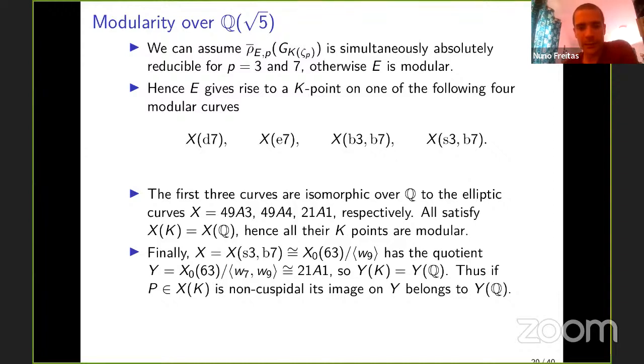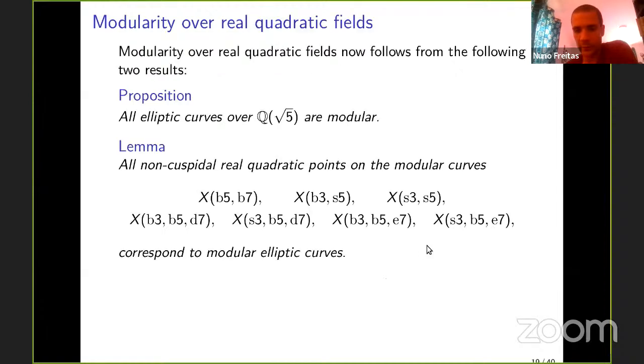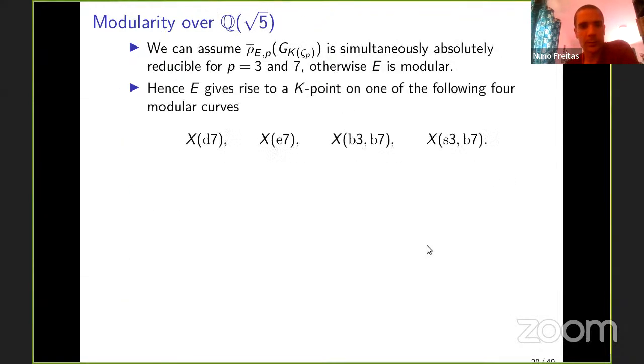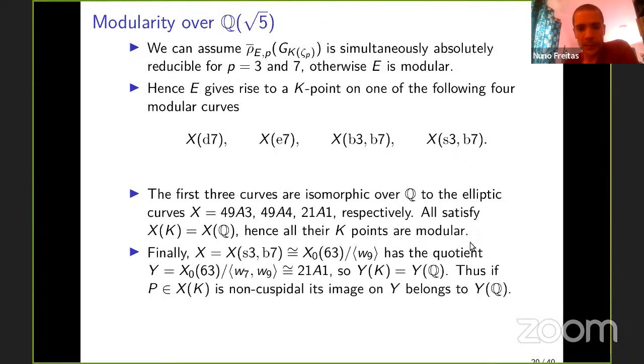Finally, the last curve can be described as the quotient of X_0(63) by an Atkin-Lehner involution. By taking the quotient by the involution at 7, we obtain again the curve 21A1, which we already know to satisfy that the K-points are rational.